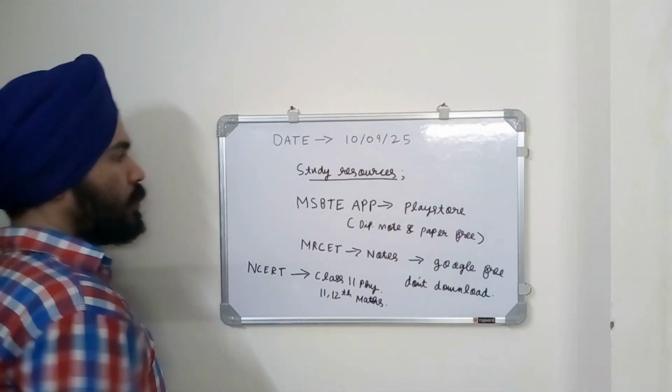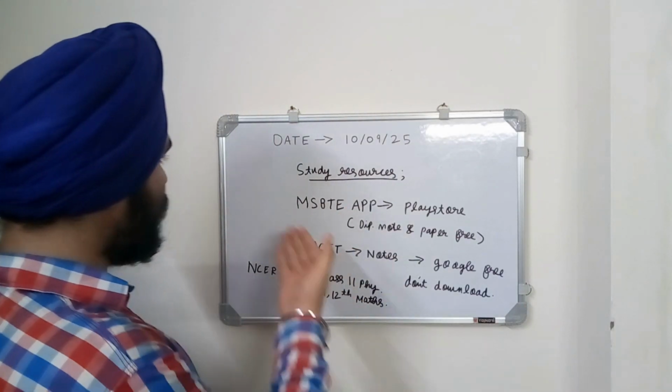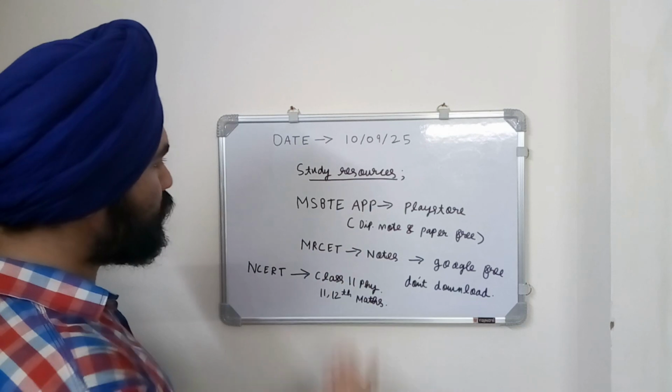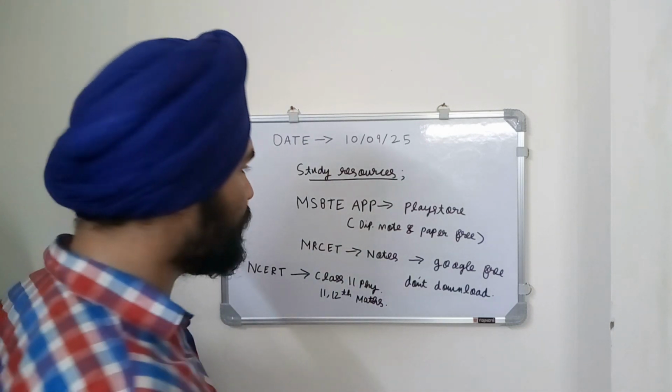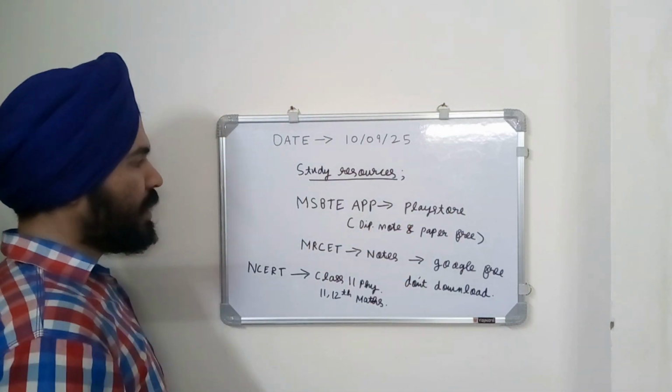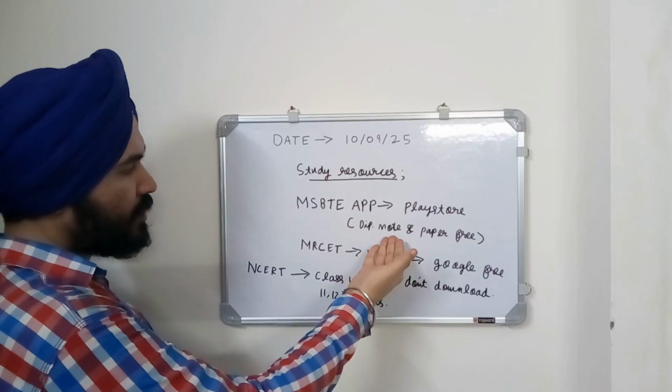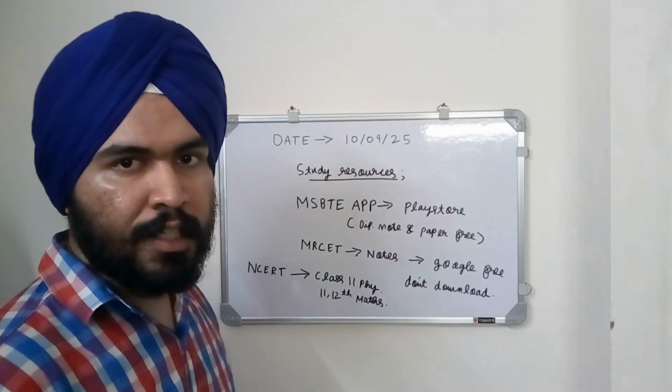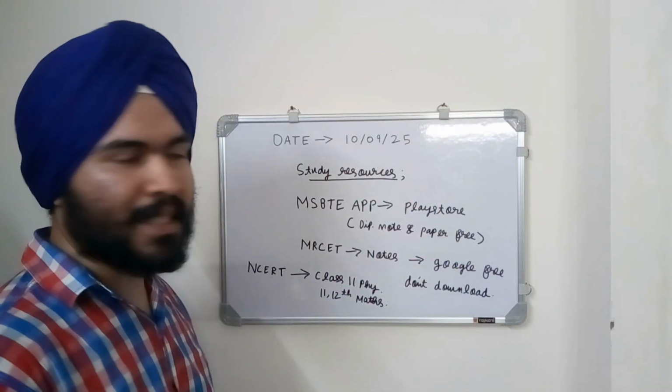So now talking about the study resources. There is the Maharashtra State Board of Technical Education application for study material, which is available on the Play Store. Here you can find diploma notes and some papers for free. You do not have to pay anything, it's free.